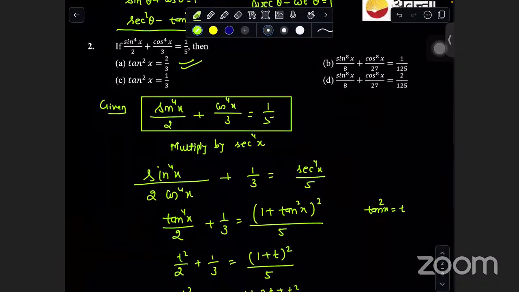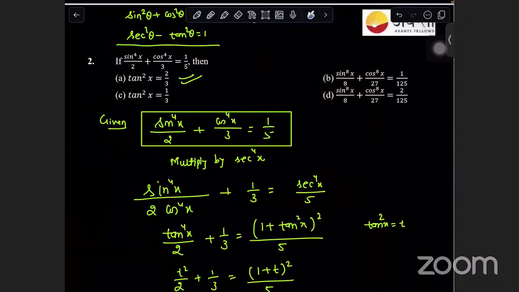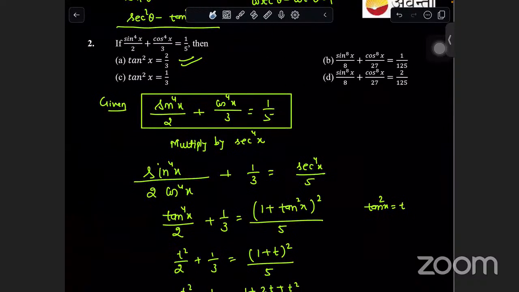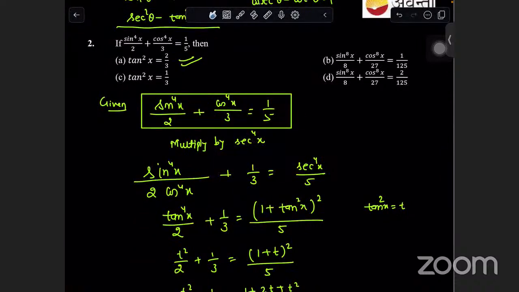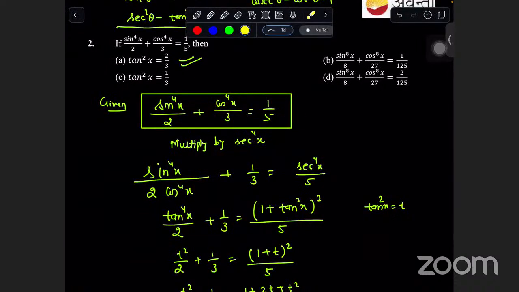Somebody is asking to explain again. See, again I try to explain. See, sin to the power 4x upon 2 plus cos to the power 4x upon 3 is 1 by 5. This is given to you.